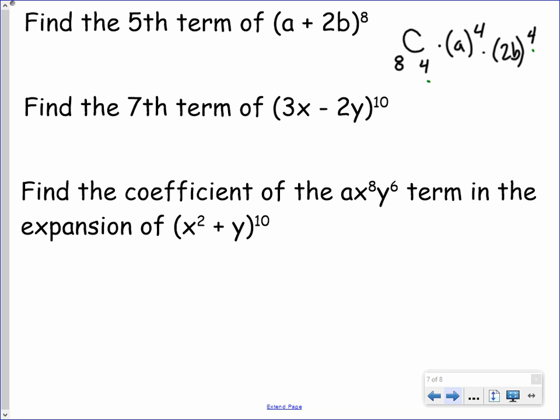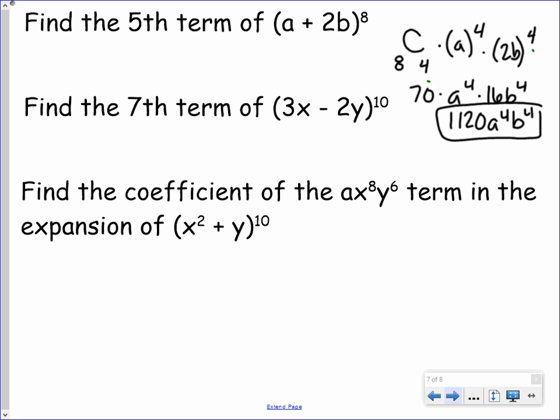I think it is a combination 8 choose 4, which is 70, times a to the 4th times 16 b to the 4th, and what's 70 times 16? 1,120 a to the 4th, b to the 4th. So that's probably a much quicker method.